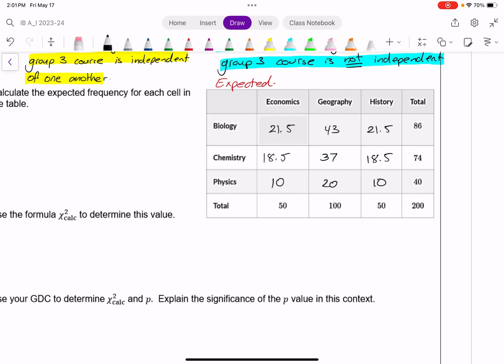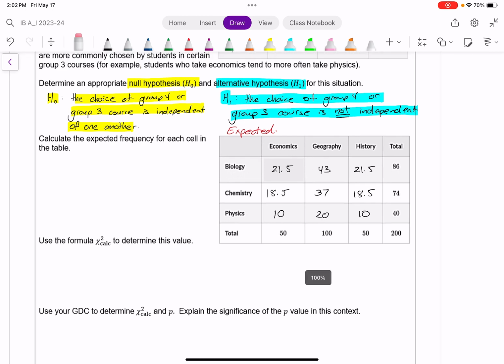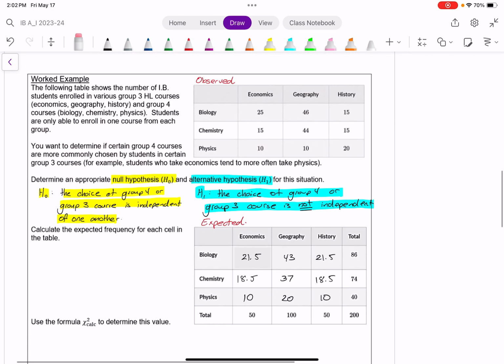All right, so again, for this last one, that 10 was found by going 50 times 40 and dividing by the 200. All right, so now if I look at my expected table compared to my observed table, there's differences. That is to be completely expected. Just because there's differences doesn't mean that there's dependency. The question is, how much do they differ?